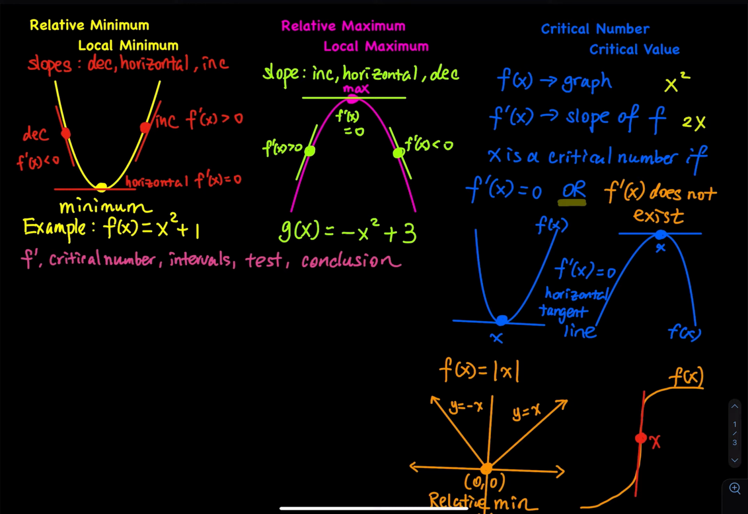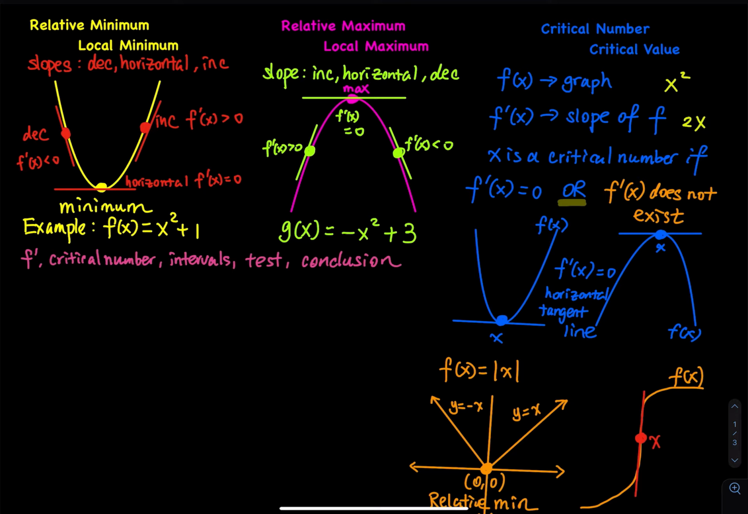So there are two cases when we discuss critical numbers. So x is a critical number in two cases. F prime of x is equal to 0. So what does that mean? F prime of x is equal to 0. So let's go back to the previous picture. So f prime of x equals 0 means you have a horizontal tangent line.